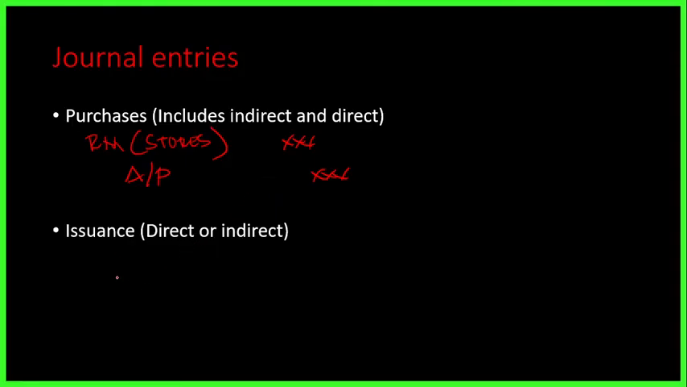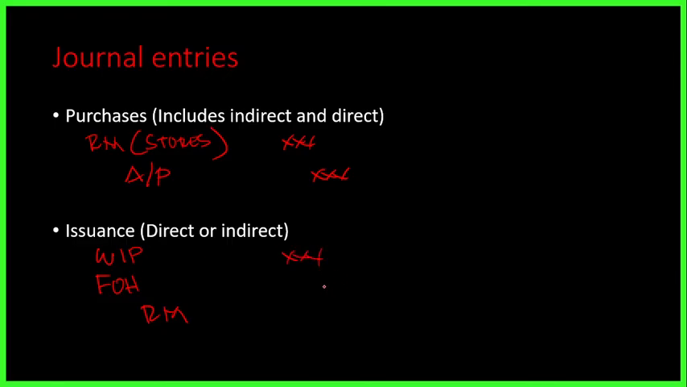Also, upon issuance, you will have the following journal entry. For direct materials, you will have a debit to your work in process. And for indirect materials, you will have a debit to factory overhead, and that is for the actual. And you now have a credit to your raw materials. This one is for the direct materials. This one is for your indirect materials.